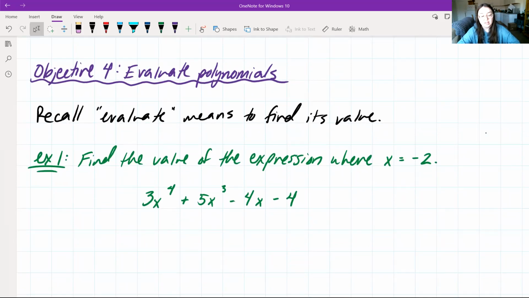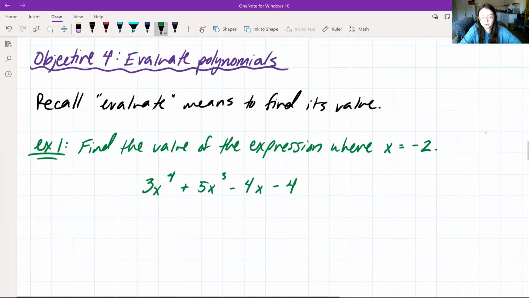All right. Then objective 4, we want to evaluate polynomials. So recall that evaluate just means to find its value. So we're really just finding the value of an expression. So example 1, we want to find the value of the expression where x is equal to -2. And we have the expression 3x to the power of 4 plus 5x to the power of 3 minus 4x minus 4.